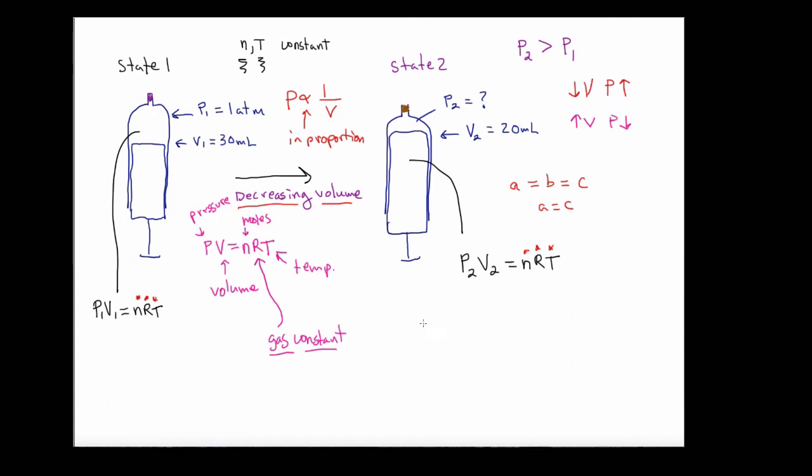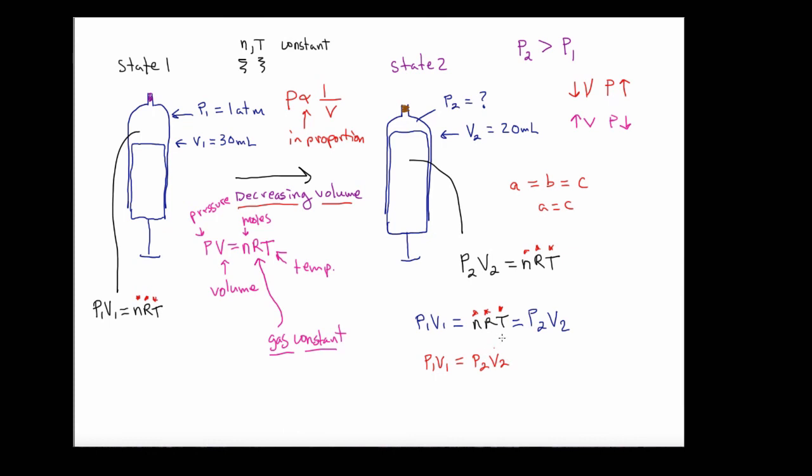So let's go ahead and take a look at this. We're going to have P1V1, and it is equal to nRT with the red asterisk over the top, indicating these were the same for both P1 and P2. And this is equal to P2 times V2. So the Boyle's Law mathematical equation we need to solve this problem is going to be P1V1 is equal to P2V2.